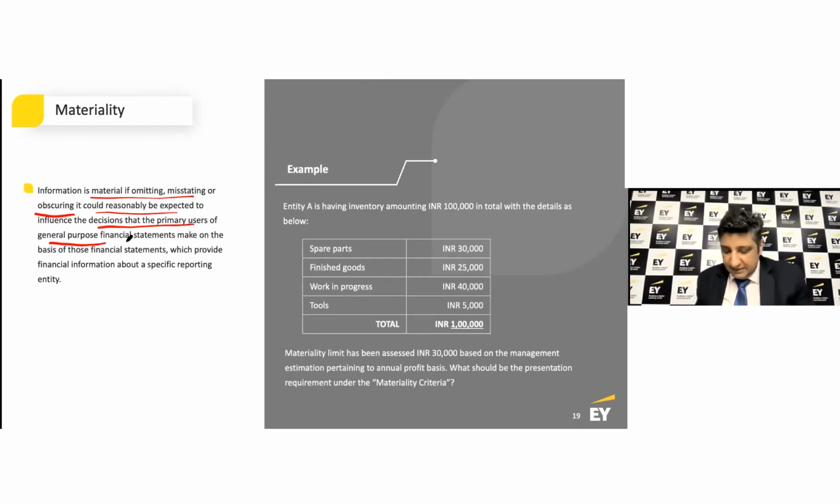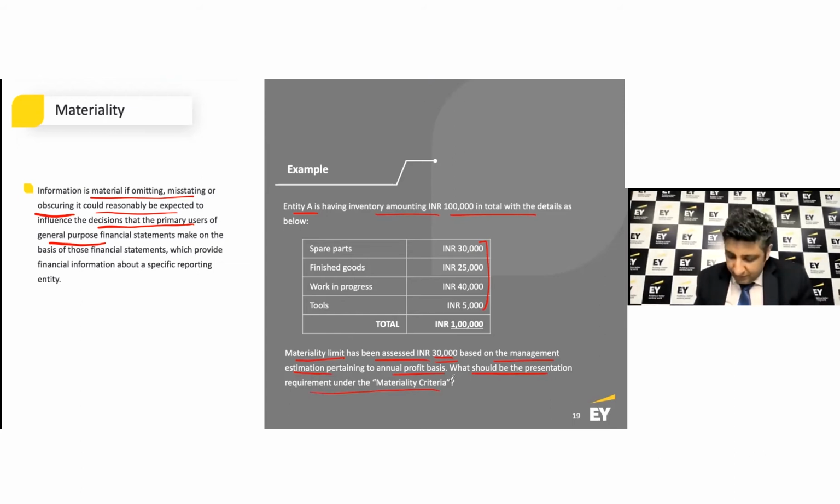If I give a scenario, A has an inventory of 1 lakh rupees, and there are spare parts, finished goods, working clothes, and tools. The materiality limit has been assessed at 30,000 rupees based on the management estimation. How should the presentation be done under the materiality criteria?